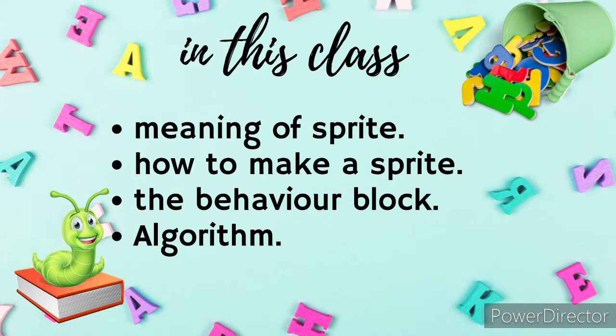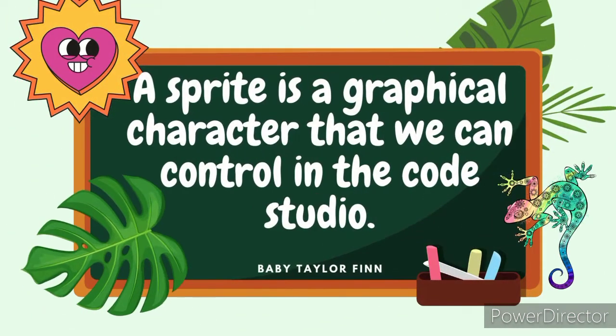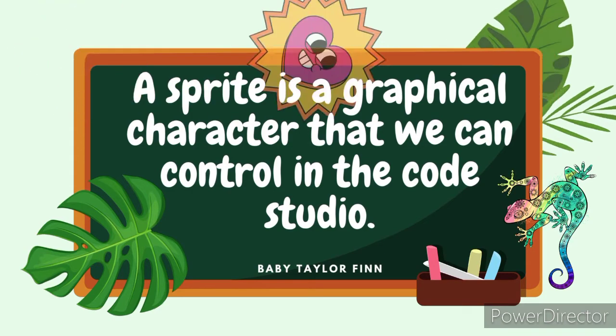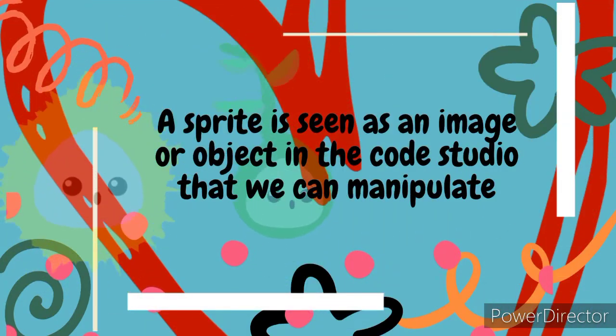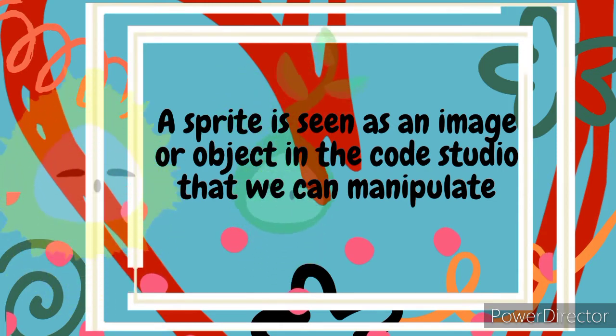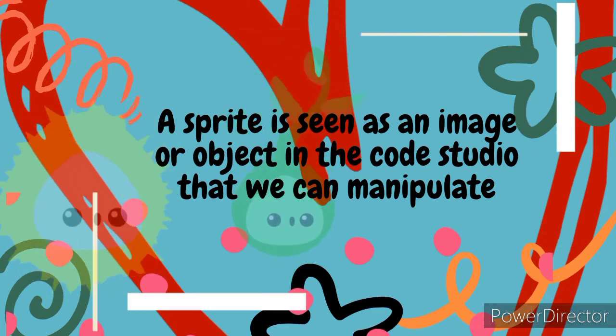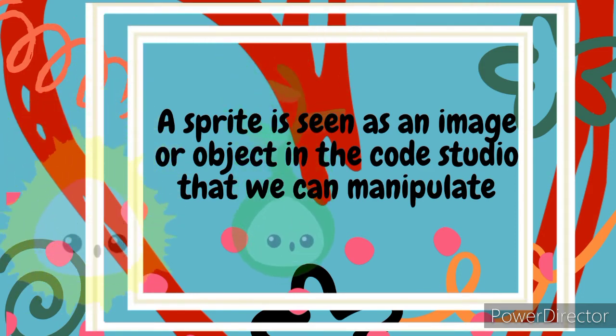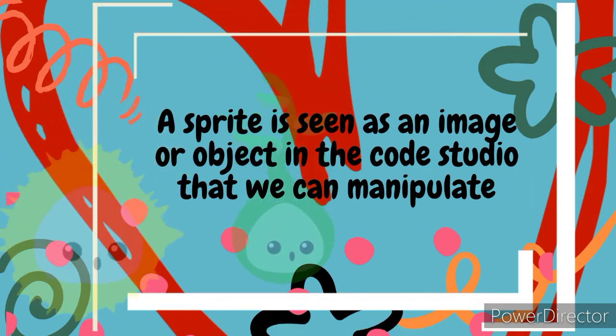I know some of us are eager to know what algorithm is and how we can start creating different sprites. Some people have numerous sprites in their mind that they will be able to create from this class. First of all, a reminder, we've said in our previous class that sprite is a graphical character on the screen that we can control. We should know that sprites can be manipulated by us and can be controlled by us. Sprites are any character on the screen or images or objects that we can control and manipulate.